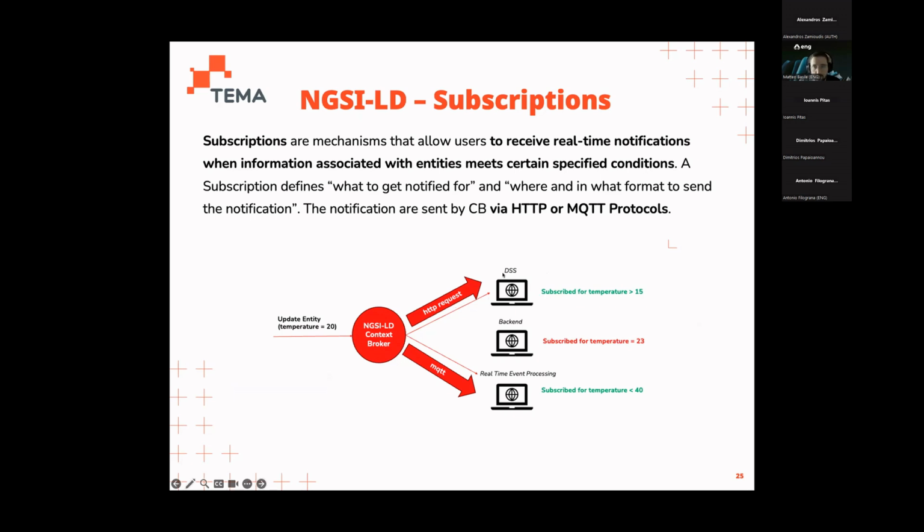For example, you see here, this client subscribed for temperature greater than 15. I send an update to the entity with temperature equal to 20, and then the NGSI-LD context broker notifies this client, but not this one, because this one would like to be notified if the temperature is equal to 23. This one, yes, because it would like to be notified if the temperature is less than 14, and in this case, 20 is less than 14. So this is the mechanism, and the NGSI-LD context broker is able to notify the subscribed clients by using HTTP, but also the MQTT protocol.